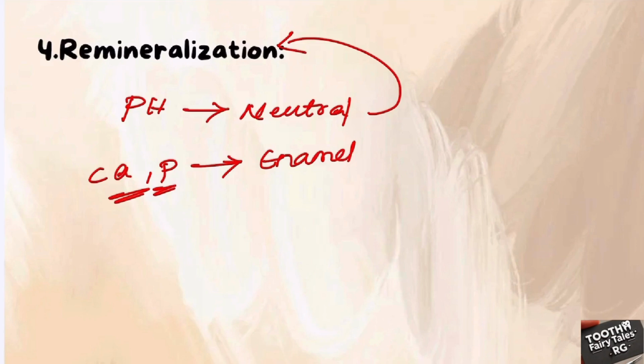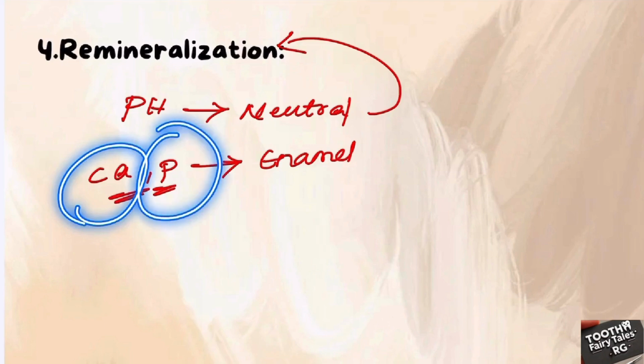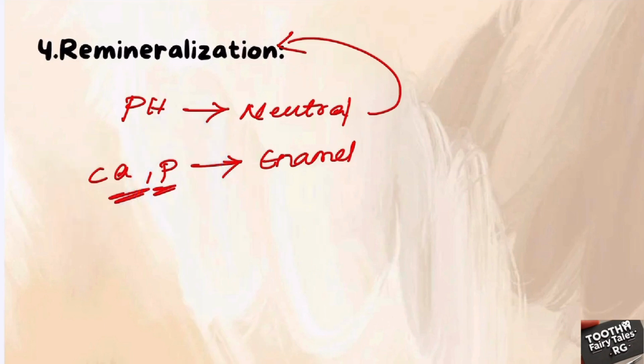Once the pH in the biofilm returns to neutral, remineralization can begin. During this process, calcium and phosphate that were lost from the tooth can be redeposited back into the enamel. This cycle of demineralization and remineralization occurs multiple times a day and is crucial for maintaining our teeth's integrity.